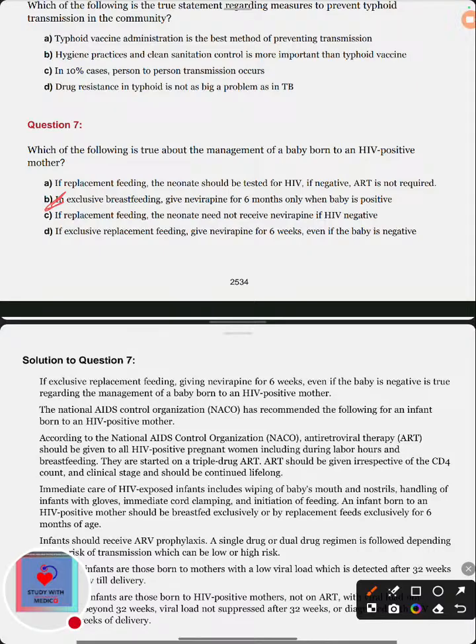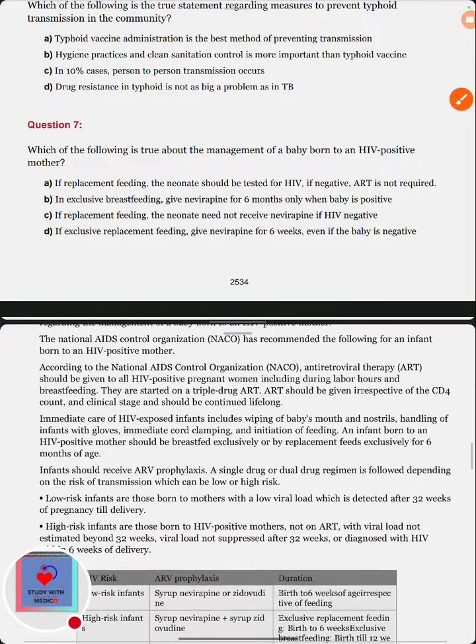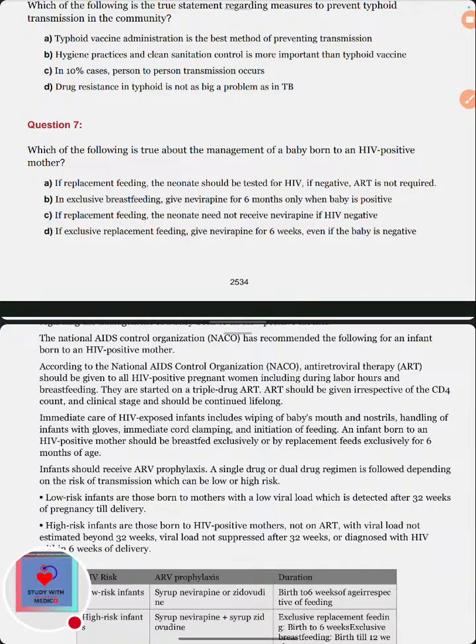National AIDS Control Organization program. NACO has recommended the following for an infant born to an HIV positive mother. According to the National AIDS Control Organization, antiretroviral therapy should be given to all HIV positive pregnant women, including during labor and breastfeeding. They are started on triple drug ART. ART should be given irrespective of the CD4 count and clinical stage and should be continued lifelong.